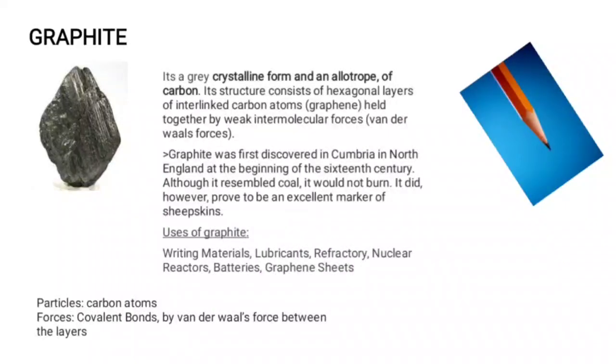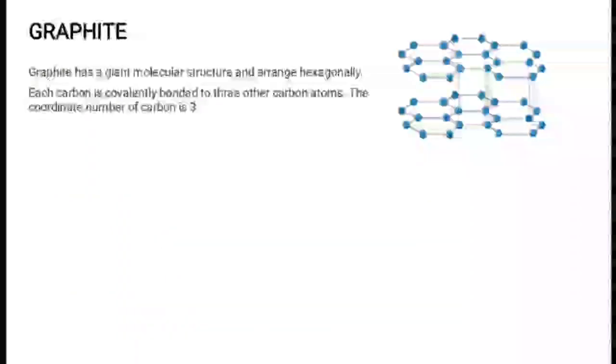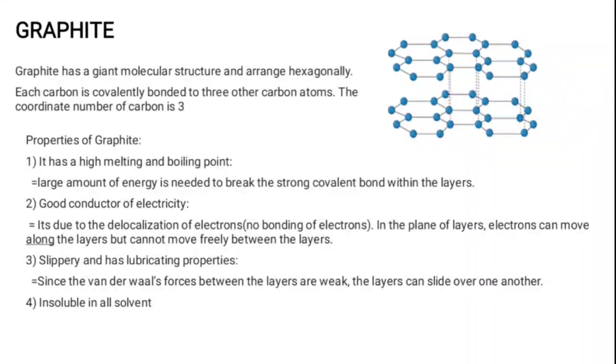So the particles in a graphite molecule are carbon atoms. The forces between them are covalent bonds, with van der Waals forces between the layers. Graphite has a giant molecular structure arranged hexagonally. The coordinate number of carbon is 3, which means that one carbon atom is covalently bonded to 3 other carbon atoms. There are 3 main properties of graphite.